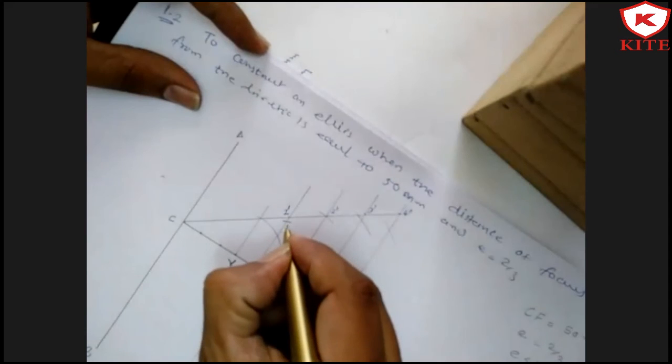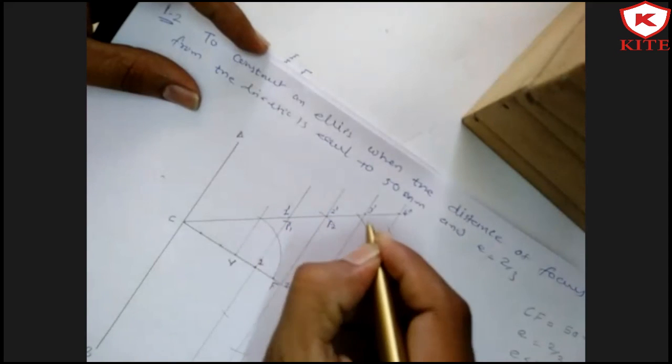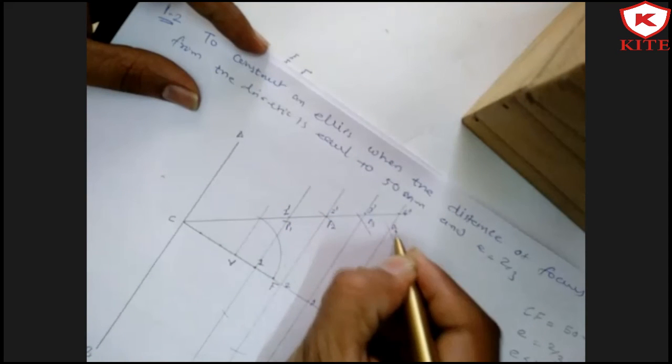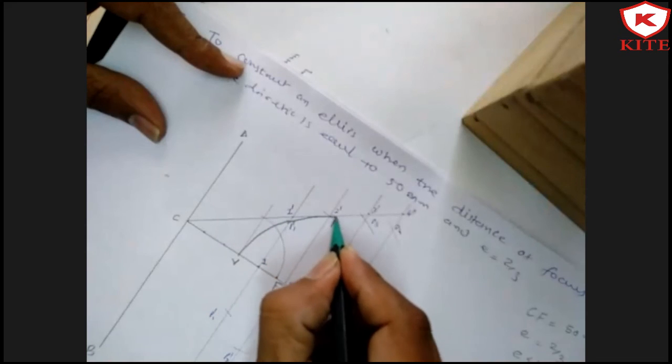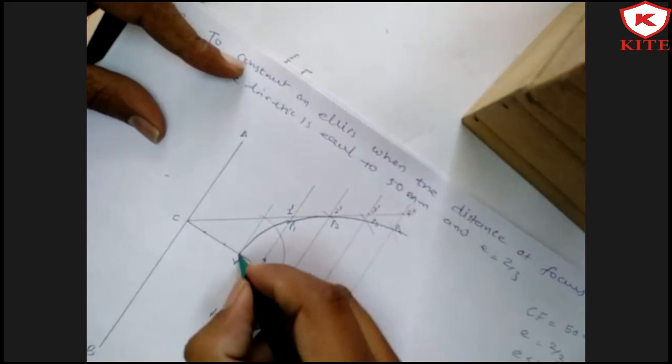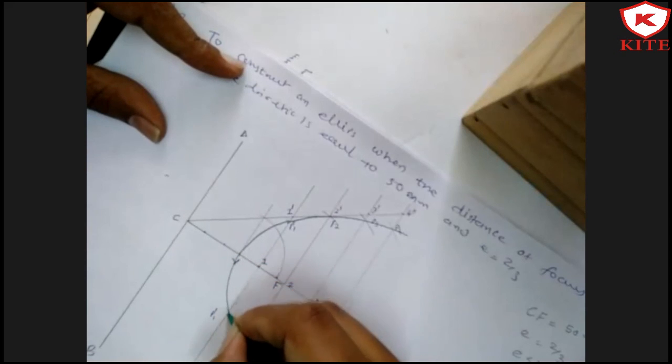Now this is point P1, point P2, P3, P4. Here P1 dash, P2 dash, P3 dash, and P4 dash. Now draw the arc from V to P1, P2, P3, and P4 here. Same as here. V to P1 dash, P2 dash, P3 dash, and P4 dash. This is ellipse curve.